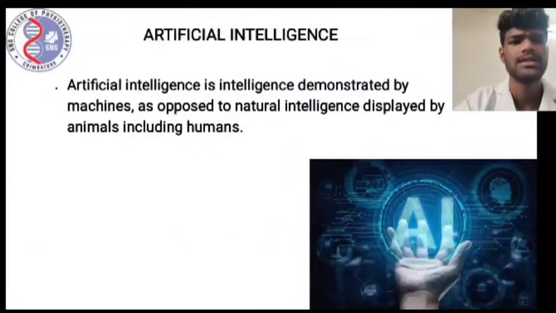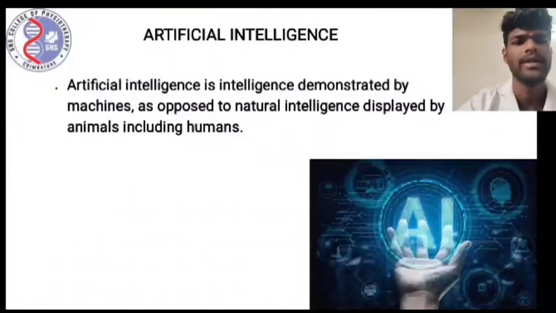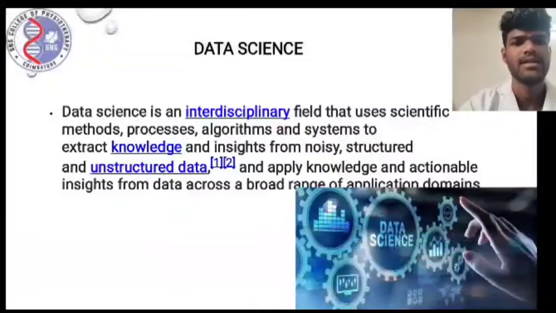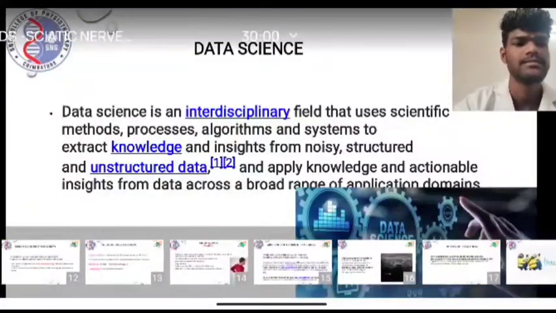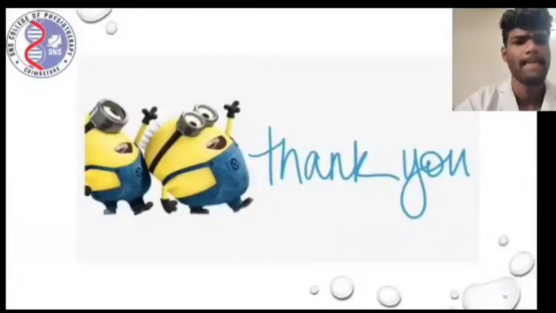Artificial intelligence is intelligence demonstrated by machines, as opposed to natural intelligence displayed by animals, including humans. Data science is an interdisciplinary field that uses scientific methods, processes, algorithms and systems to extract knowledge and insights from noisy, structured and unstructured data, and apply knowledge and actionable insights from data across a broad range of application domains. And thank you.